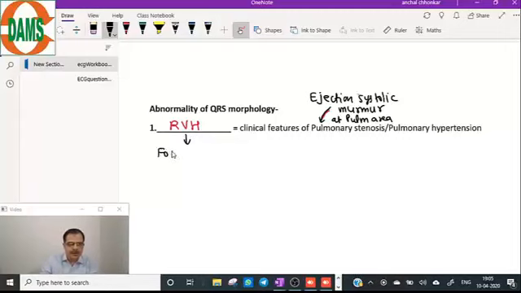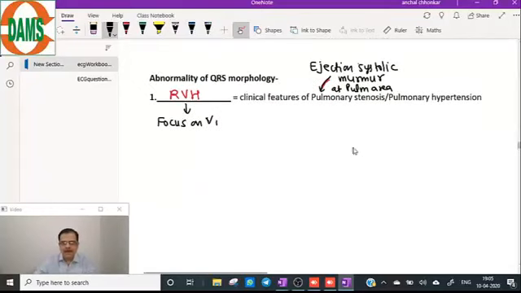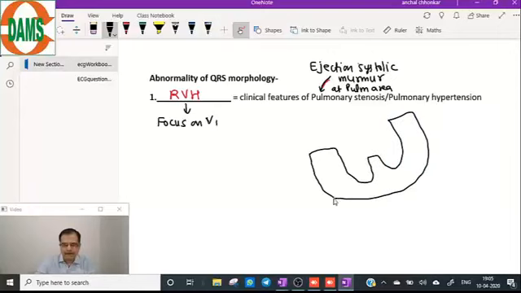So focus on V1. Now, in V1, what findings will we see? Let's understand with the help of a diagram. This is the right ventricle hypertrophy. Right ventricle side, left ventricle side.